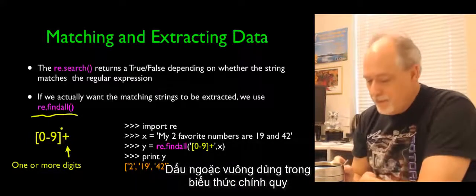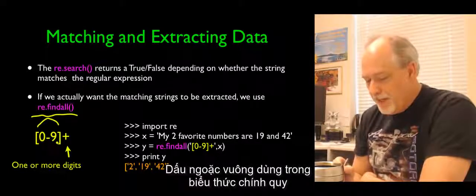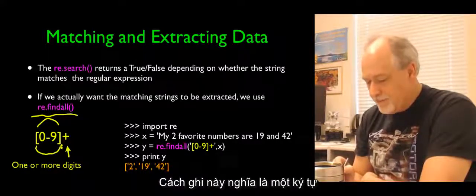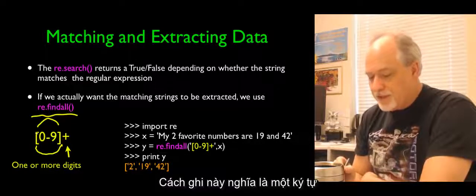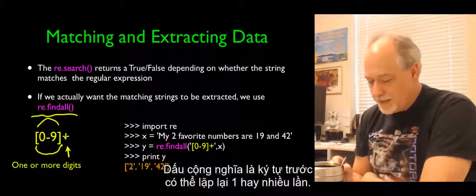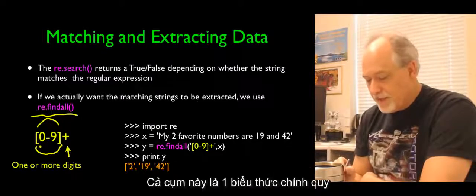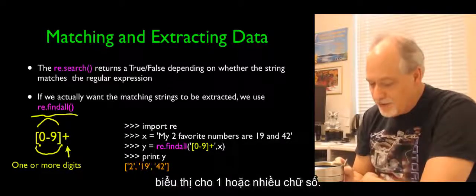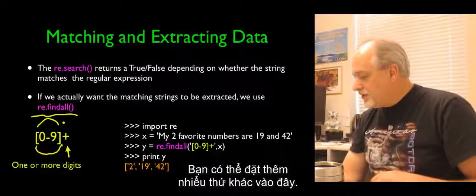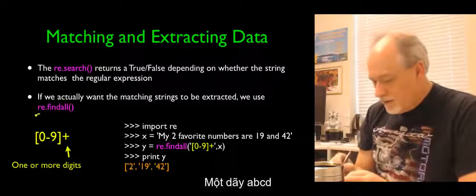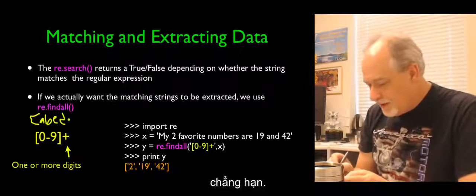The square bracket in regular expression language means a way to list a set of characters. So this is a single character, and it says I want to match anything in the range 0 through 9. Plus means one or more of those. So this whole thing says one or more digits. That's a regular expression that says one or more digits. You can put other things inside here. You could make a thing that says A, B, C, D.